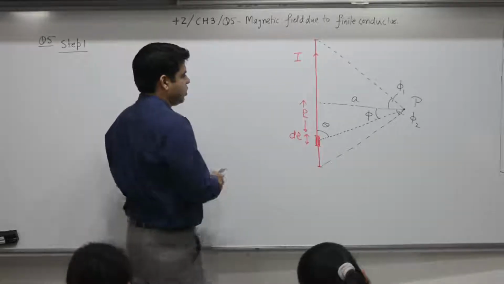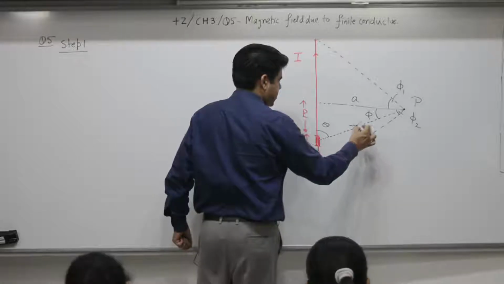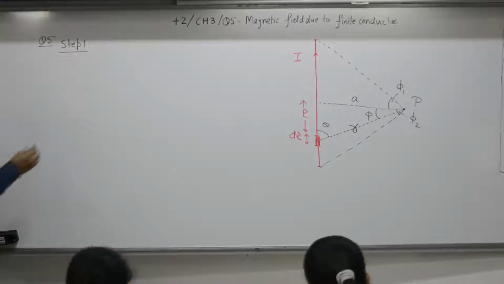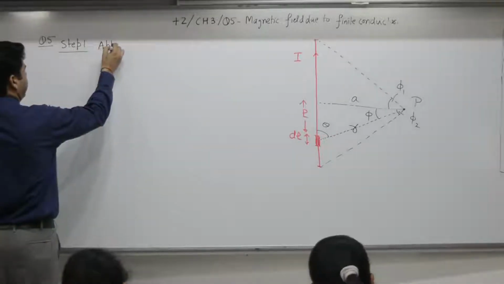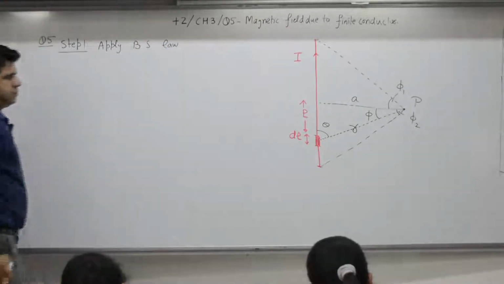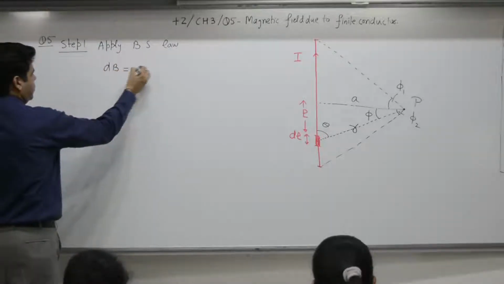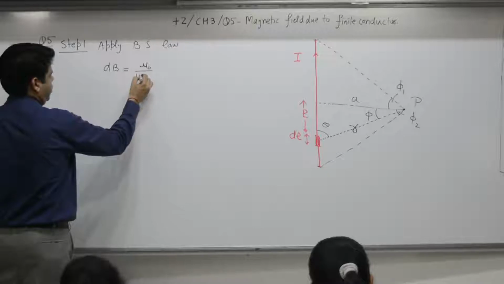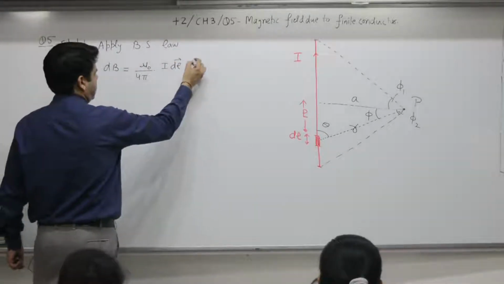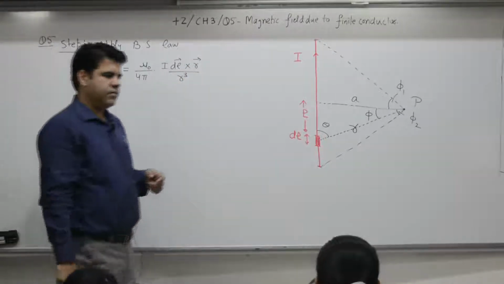When you apply Biot-Savart's law, then you need this distance also. Let this distance be r. Apply Biot-Savart's law. dB is equal to mu naught by 4 pi, I dl cross r over r cube. Draw the diagram and apply the law.